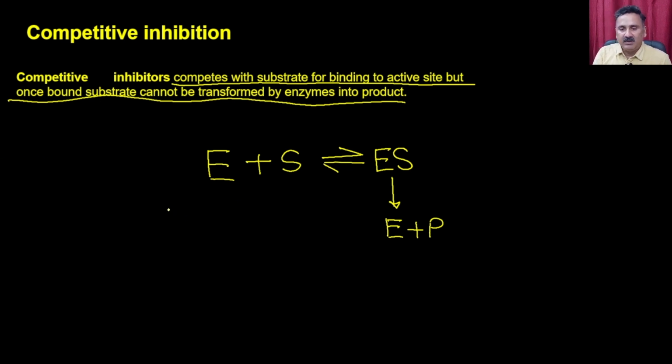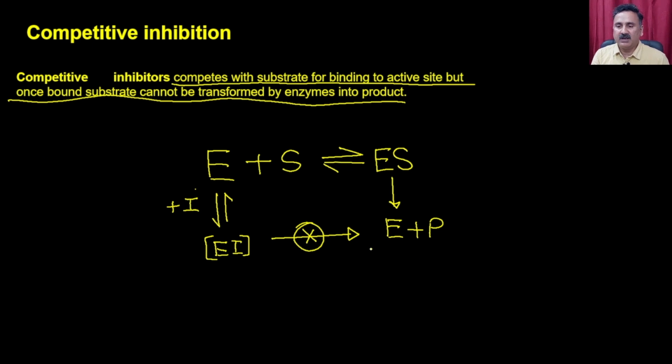But when you add the inhibitor, which has the same affinity for the active site as the substrate, the enzyme and inhibitor compete, and the inhibitor forms the enzyme inhibitor complex. Because the enzyme inhibitor complex cannot be processed, whereas the substrate can be processed to form the product, this reaction will no longer proceed. The inhibitor does not get converted into a product. This is what exactly happens.